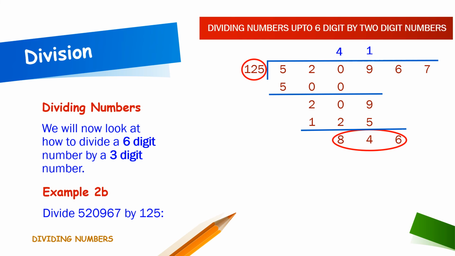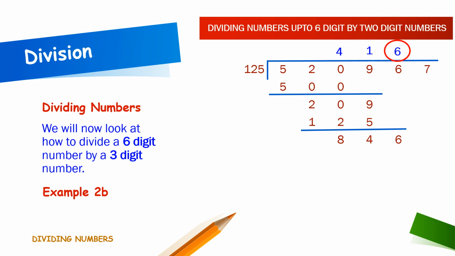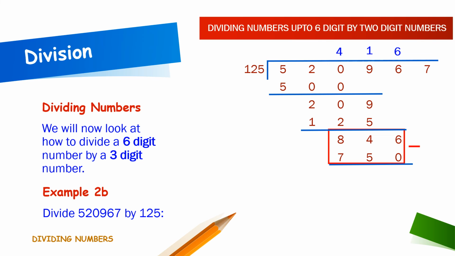How many 125s are in 846? There are 6. Now multiply 6 by 125 to give 750. Subtract. Bring the 7 down.